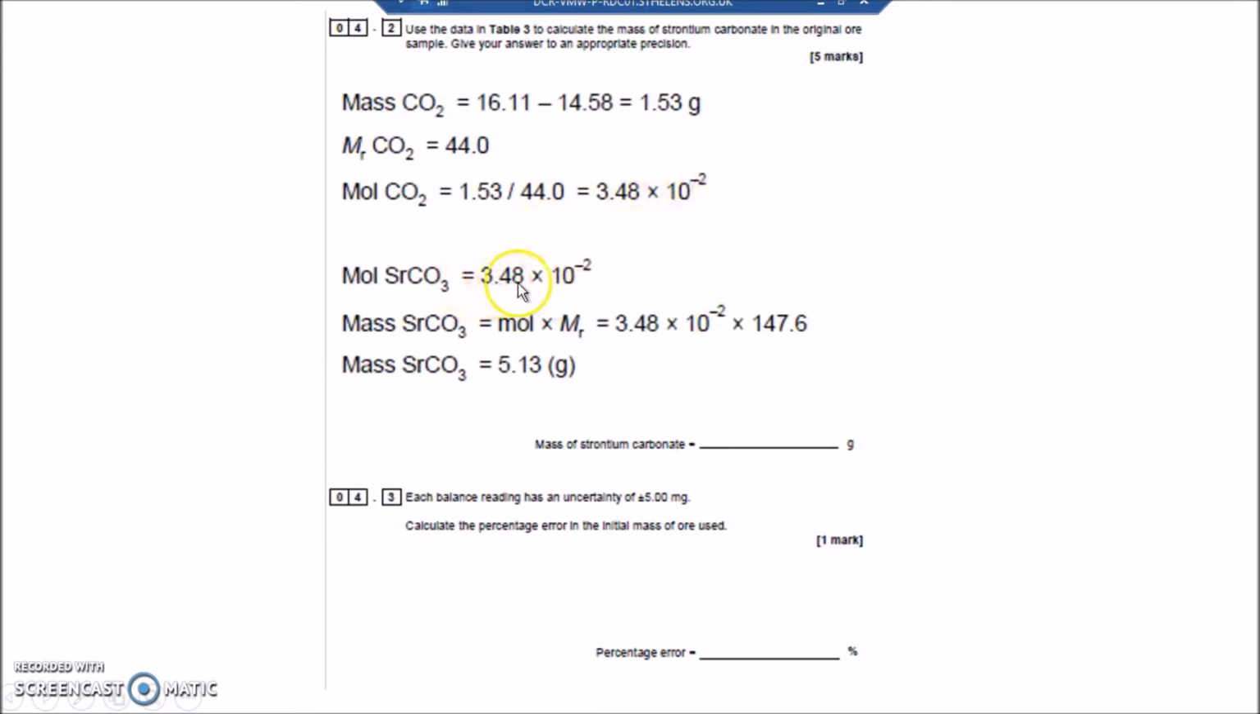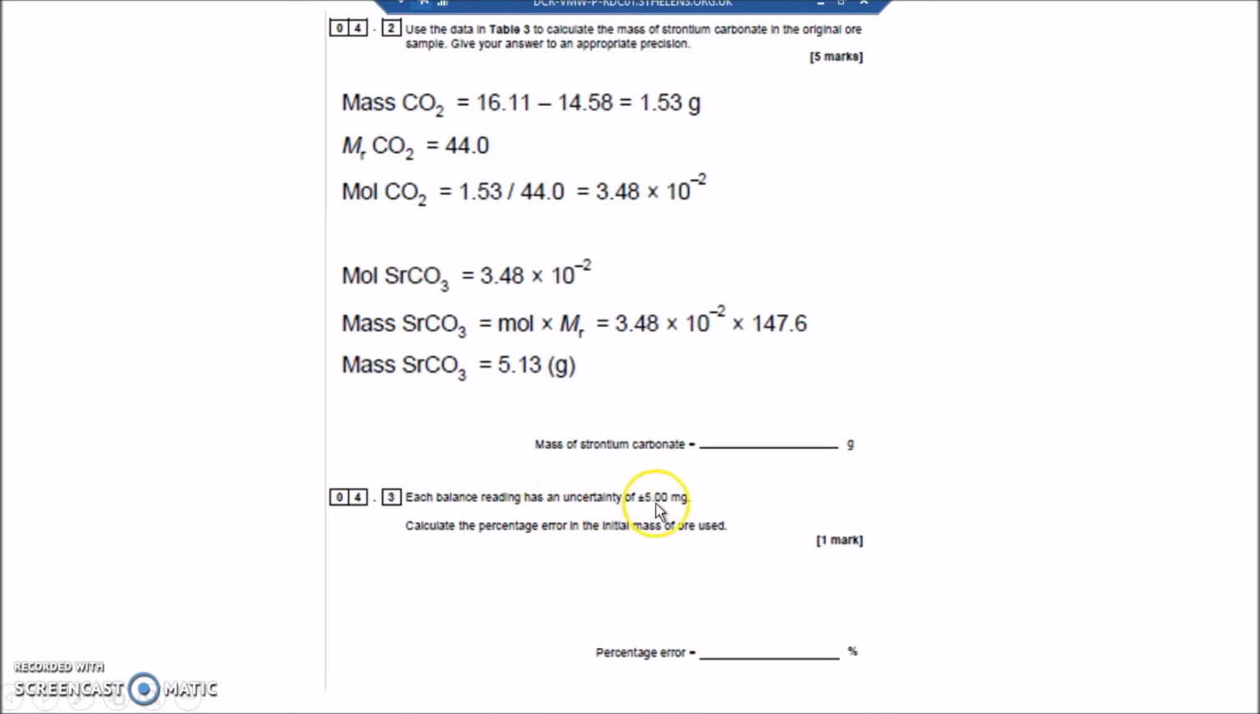Therefore I must have 3.48 times 10 to the minus 2 moles of strontium carbonate. I can work out the MR of strontium carbonate, and it comes out as 147.6. Moles is mass divided by MR, so mass is moles multiplied by MR. 3.48 times 10 to the minus 2 moles multiplied by 147.6. 5.13 grams is the mass of my strontium carbonate.